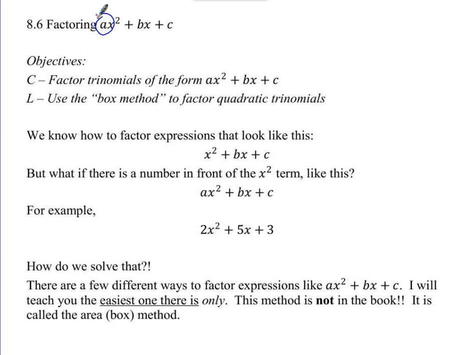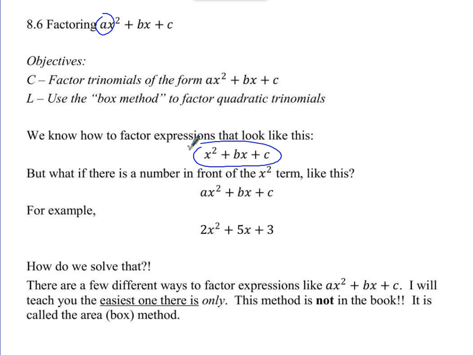We cannot do what we were doing before with problems like this. We have to do something different. You can't just undo FOIL here. In the end, that is exactly what we're doing, but we can't do it the way we were doing it before. So, we know how to factor things that look like this, just x squared plus bx plus c. But what if we have a number in front?